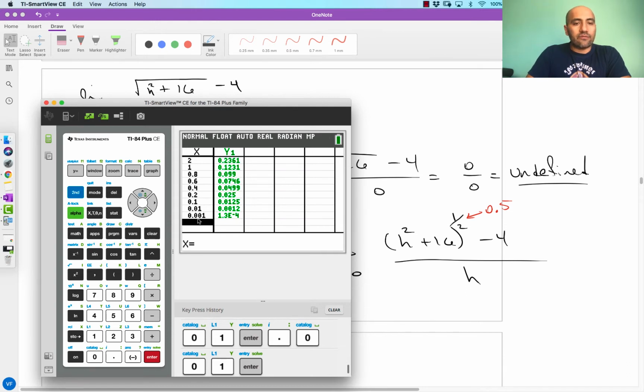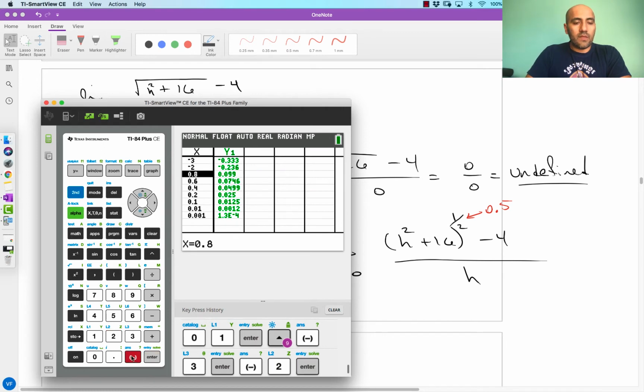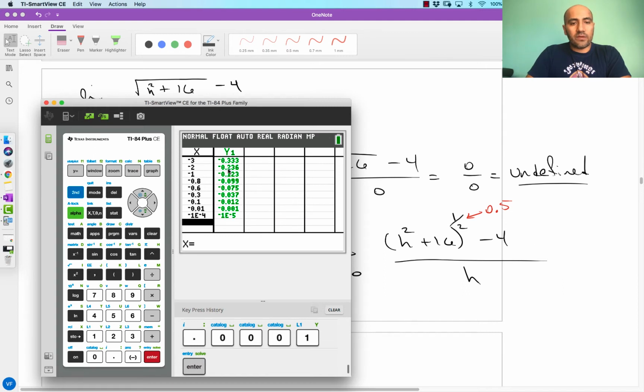Okay, all right, how about if we approach it from the other direction, from the negative side? So let's go over to the other side and plug in negative 3, negative 2, negative 1, negative 0.8, negative 0.6, negative 0.3, negative 0.1, negative 0.01, negative 0.0001. Okay, looks like they're always negative, but they're getting really, really close to 0. So from both directions, it seems like this limit is approaching 0.